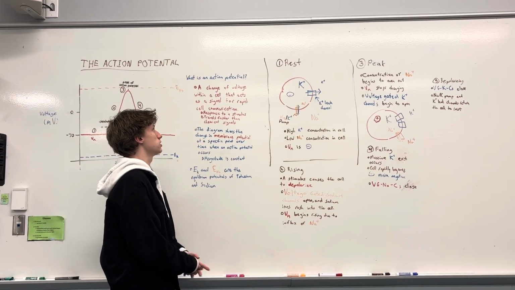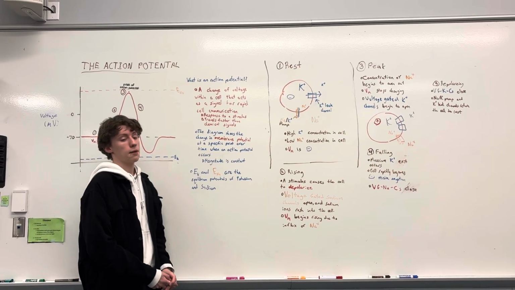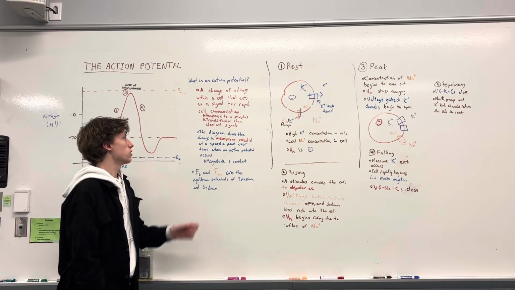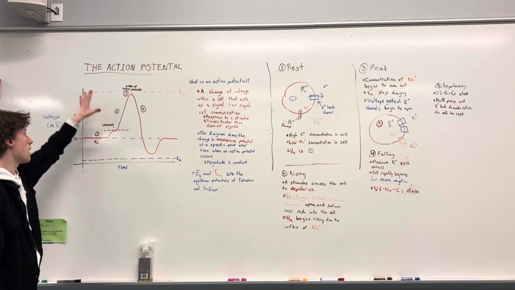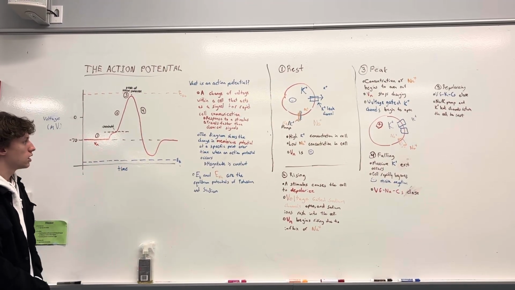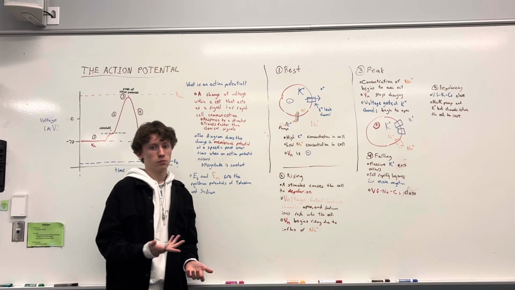Well, an action potential is a change of voltage within a cell that acts as a signal for rapid cell communication. So this is a response to a stimulus. Something's going to happen. It's going to trigger a rapid change in the voltage of the cell, and then this signal will signal to other cells, and trigger a response.